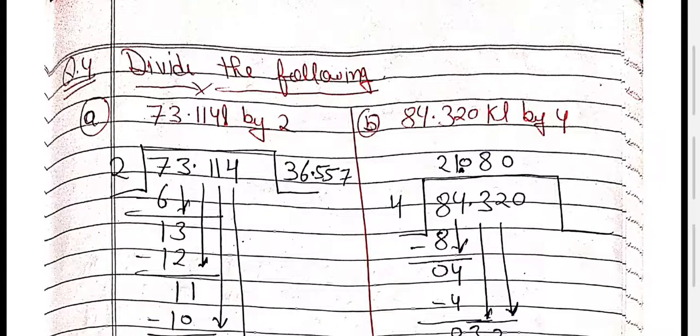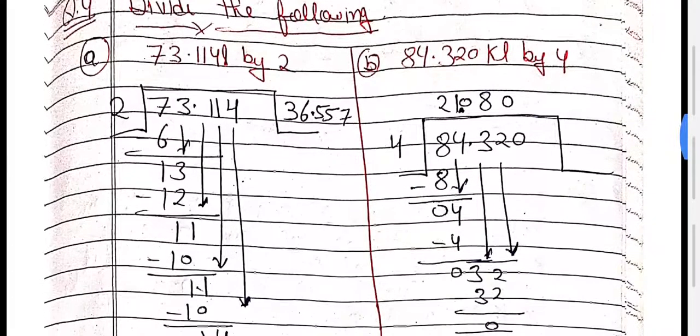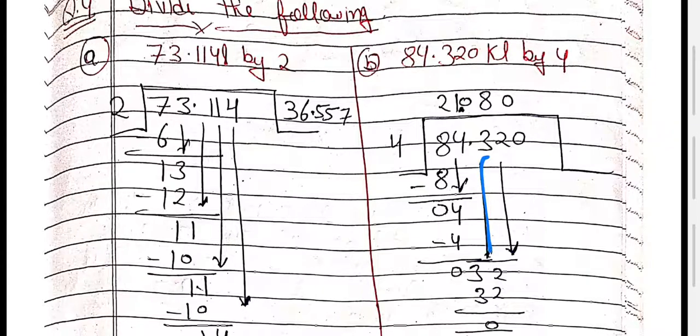Now come on B part. B is 84.320 kiloliter by 4. So divide by 4. 4 2s are 8. Minus becomes 0. Write the next digit 4. Then 4 1s are 4. Again it becomes 0. Now just write the next 3. Now in the table of 4, 3 does not come. So write one more number. When 2 digits are written together, you can put a 0 here.